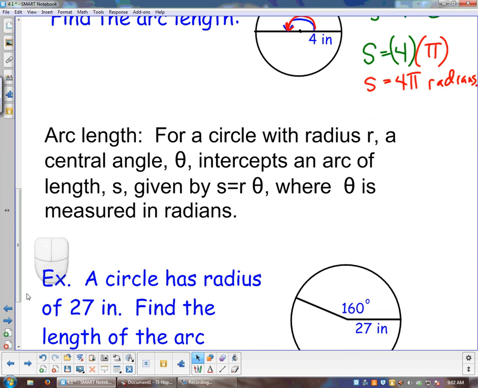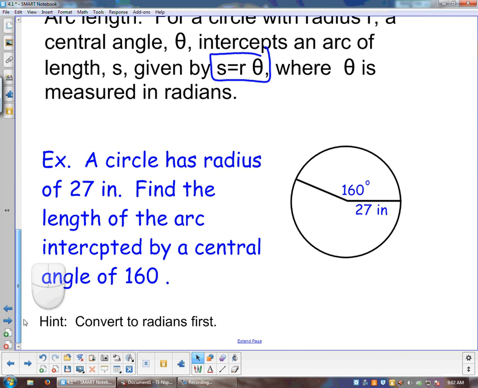All right, so arc length: for a circle with radius r, a central angle theta intercepts an arc of length s, given by s equals r theta. We've just been using this formula where theta is measured in radians. Let's take a look at one more example.